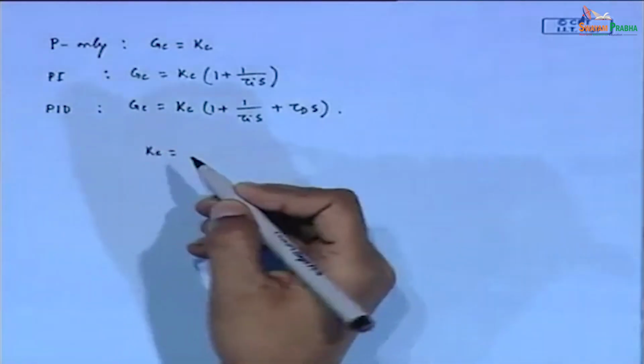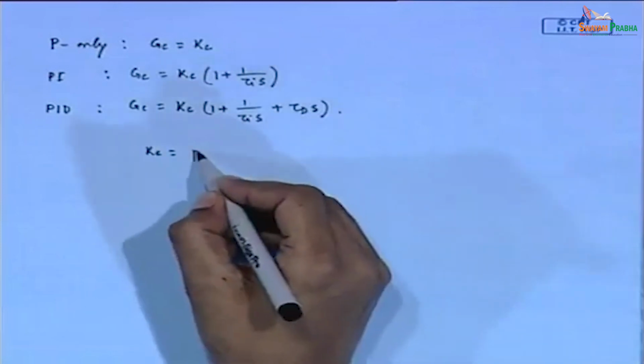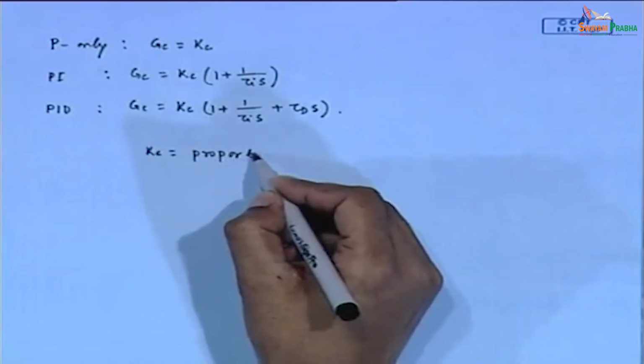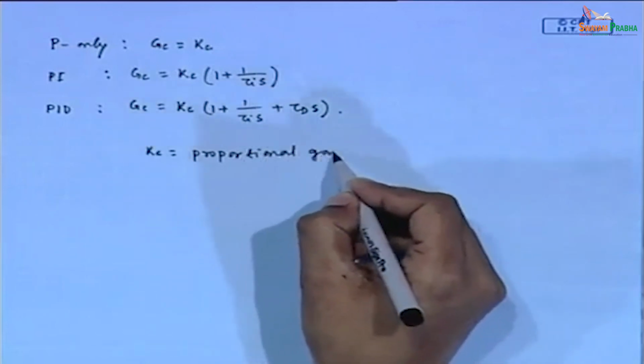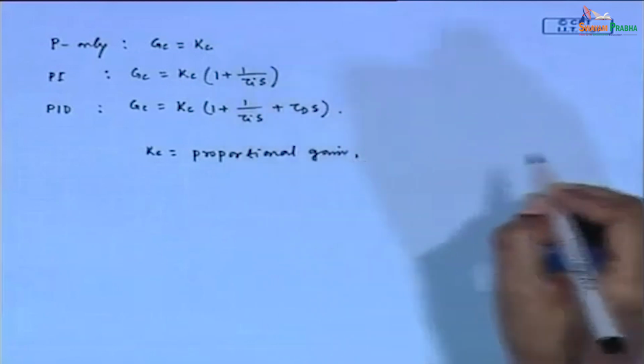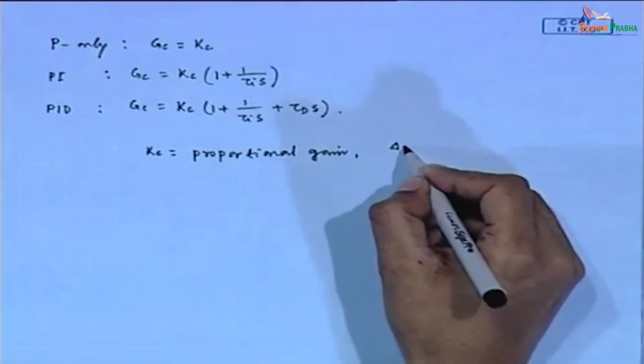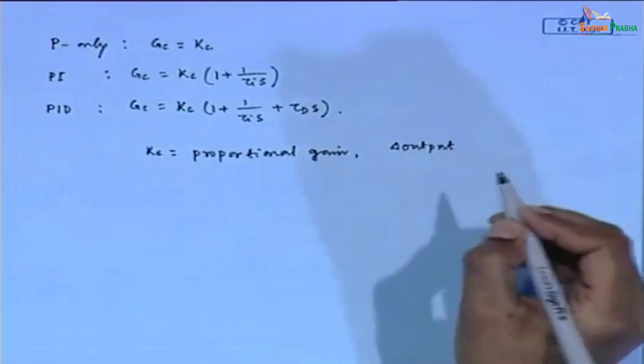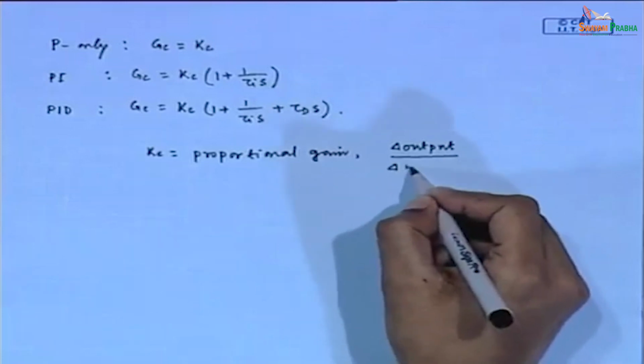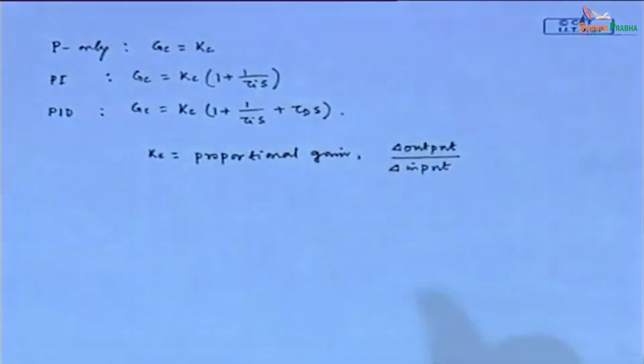Fine. Now, here Kc is basically the proportional gain, and this gain equals change in output per unit change in input. So, the unit of Kc depends on the unit of output as well as the unit of input.